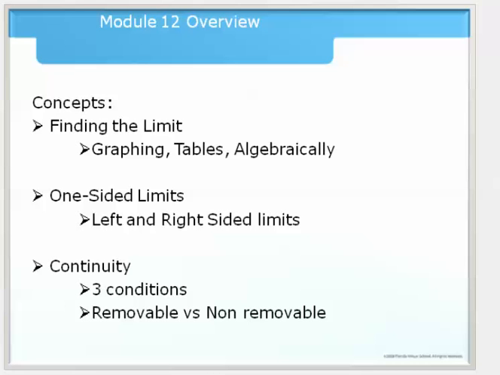Okay, tables are also known as numerical or analytical. We're going to look at one-sided limits, meaning looking at the limit from the left and the right side. And then the last part is the 3 conditions of continuity. We're going to look at those 3 conditions as well as removable and non-removable continuity. Okay, so I'm going to go over a couple examples.